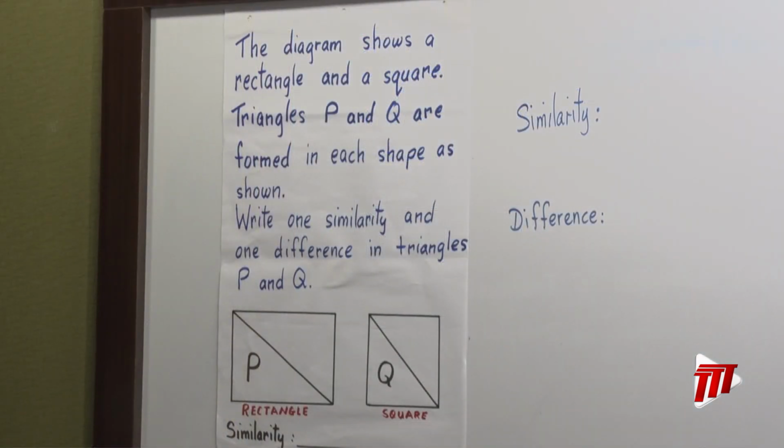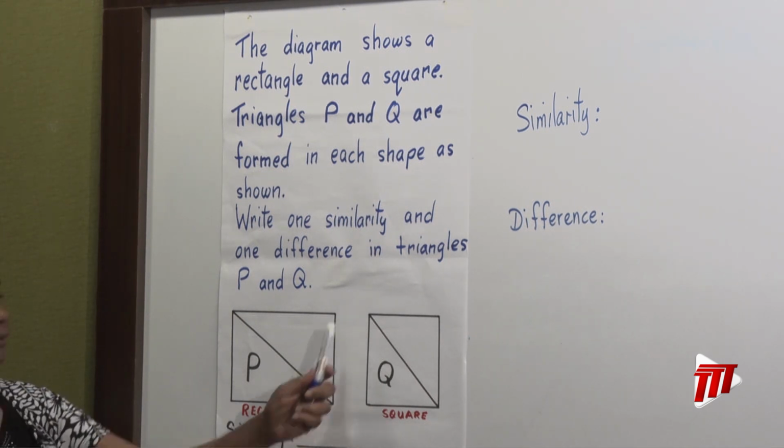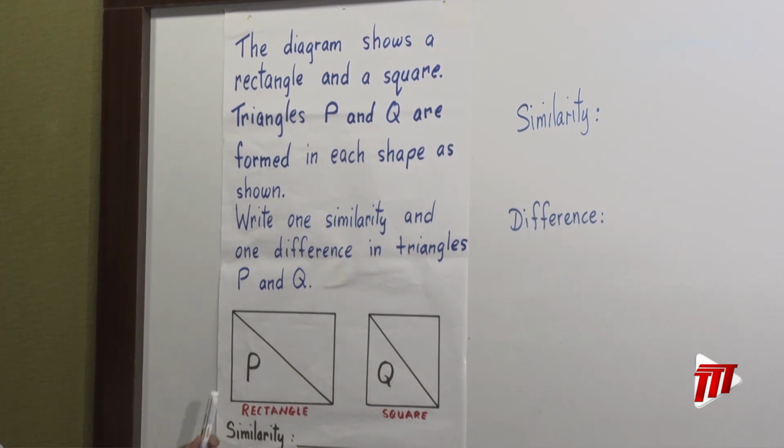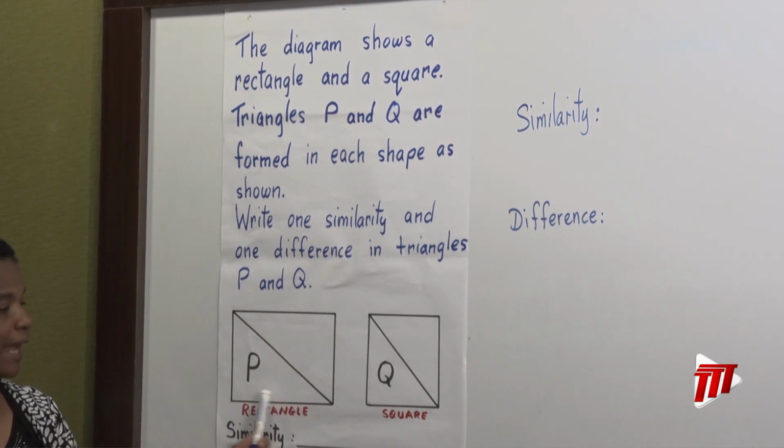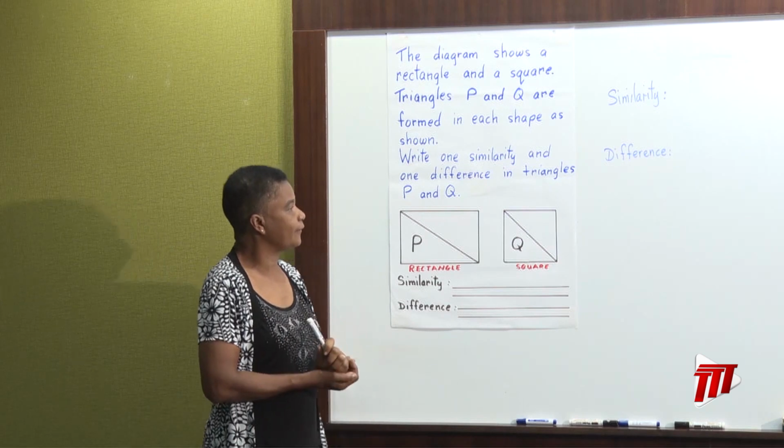The diagram shows a rectangle and a square. Triangles P and Q are formed in each shape as shown. Write one similarity and one difference in triangles P and Q. Let's read it again. The diagram shows a rectangle and a square. Triangles P and Q are formed in each shape as shown. Your task is to write one similarity and one difference in the triangles P and Q. And here you have the lines where you're going to write your answer.